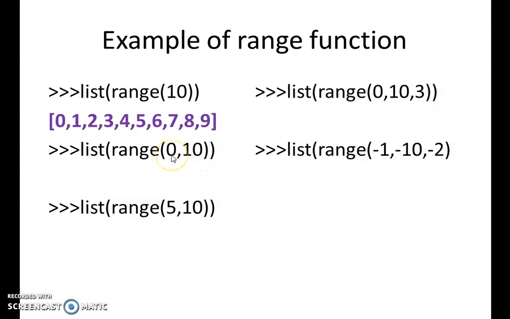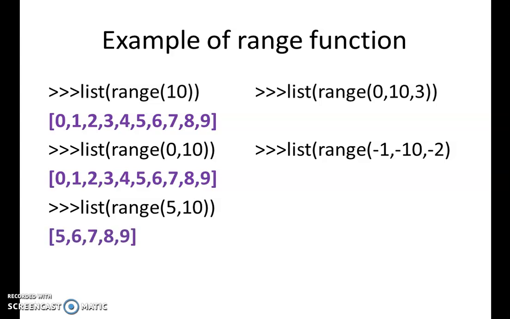When we write two values over here, it starts from 0 and it goes till we got this stop value, and this stop value is excluded, so output will be same 0 to 9. And you can see the output of this range function from 5 to 10. Output will be 5 and it will go till stop value. Stop value is 10, so it will go up to 9. So result will be 5, 6, 7, 8, 9.